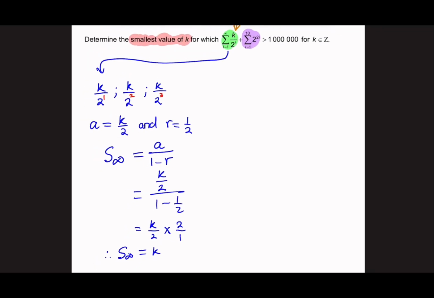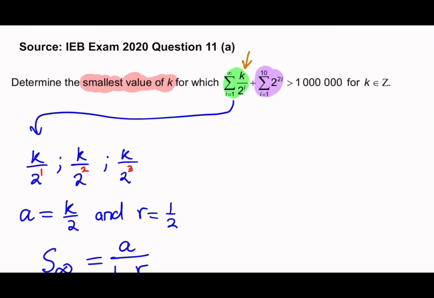Now let's do the other one, the purple one. That's not sum to infinity. That's summing from i equals 1 to i equals 10, so those are the terms that we're summing there. We're going to need the first three terms as well, in order for us to know what a and r are going to be. So the first three terms are going to be 2 times 2 to the power 1, then 2 times 2 to the power 2, and 2 times 2 to the power 3.